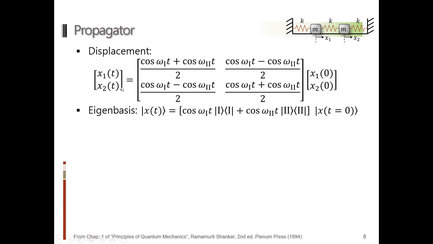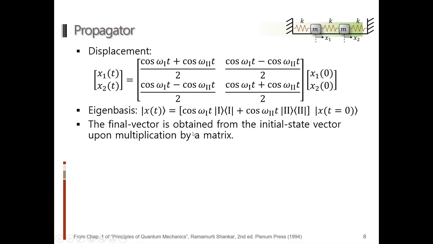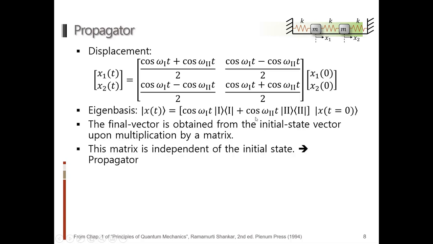Again, if we just use the eigenbasis, then the same solution will appear in a completely different shape. But the state represented by this vector and this vector are the same vector. And whichever basis we are using, the final vector is always connected to the initial vector through the multiplication of a matrix. I also want to point out that this matrix is independent of the initial value. All it does is get applied to the initial vector, and then the final state is obtained. So this one and this one are independent of the initial state, and that's why we call this operator the propagator.